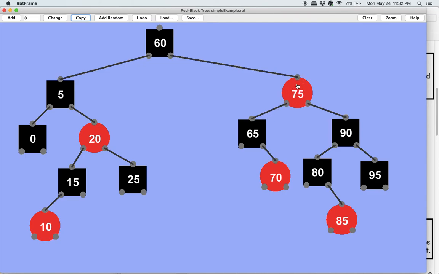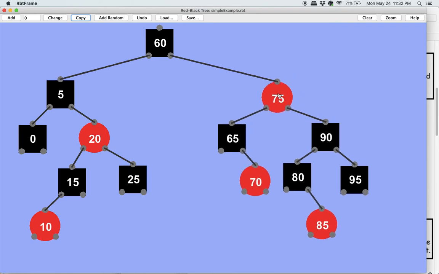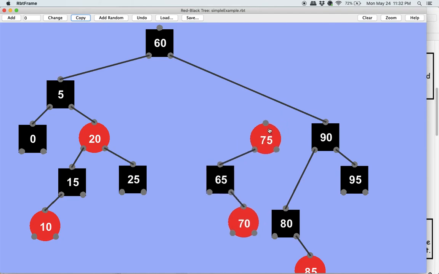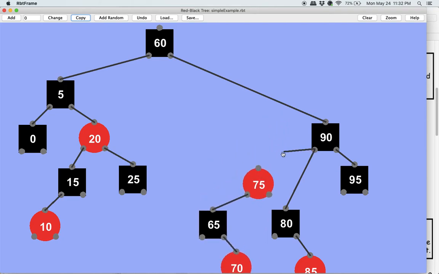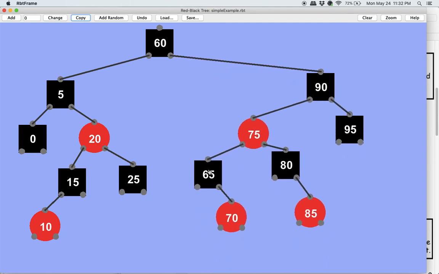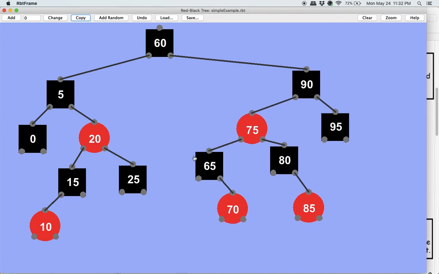I start by looking at this level now. If the parent is red, well, that's all I need. I will do a rotation of the sibling over the parent. So the sibling becomes the new root of the tree, and the parent becomes the left child over here, and I end up in that situation. Red-black tree properties are now restored.